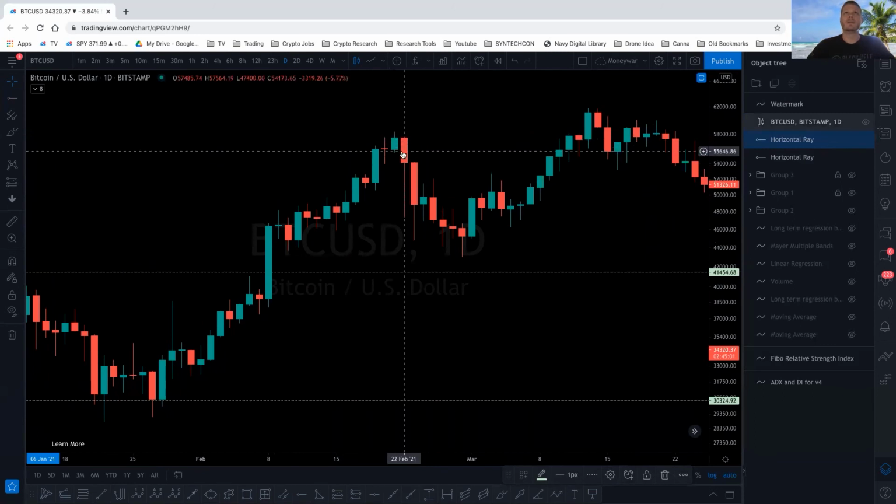Okay. A red candle is one where the price opens higher than it closes, or closes lower than it opens. So it opens up here, moved all the way down here, came back up and closed here. So that's why it's a red candle.